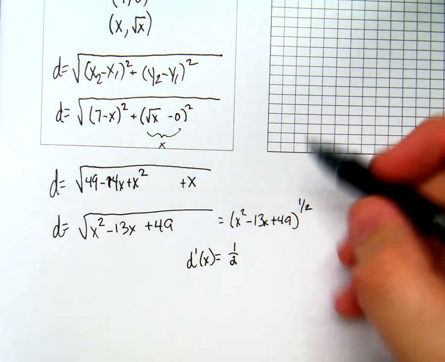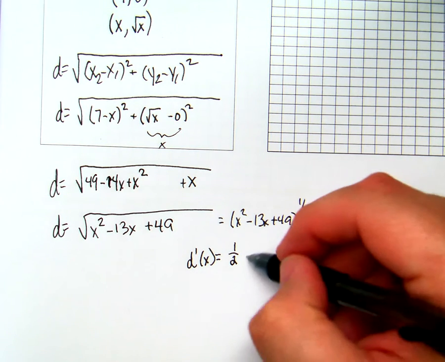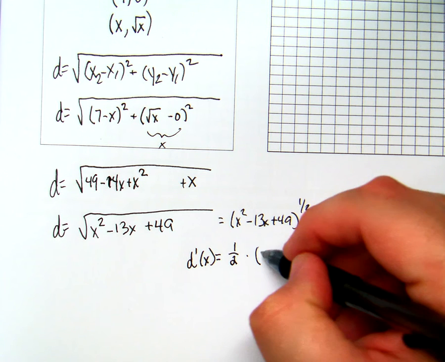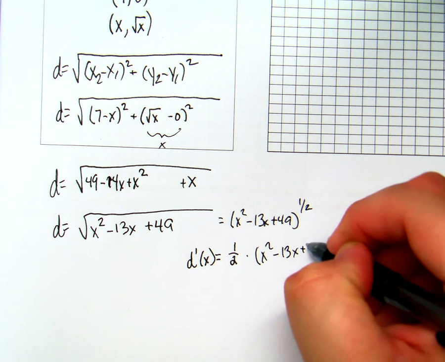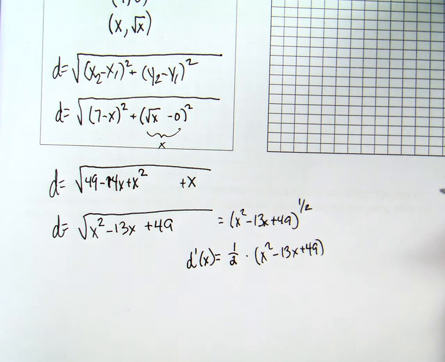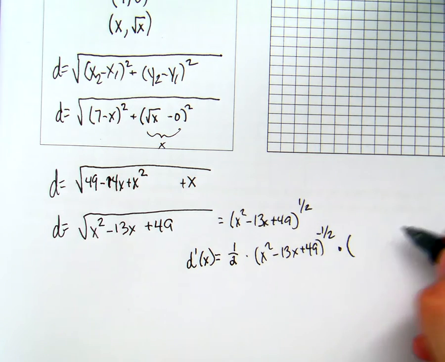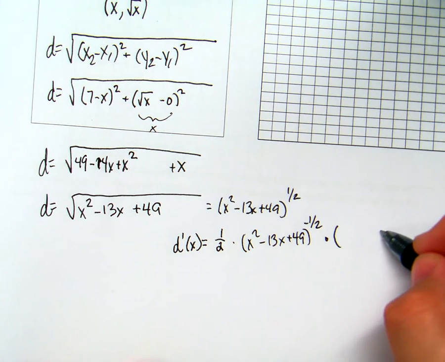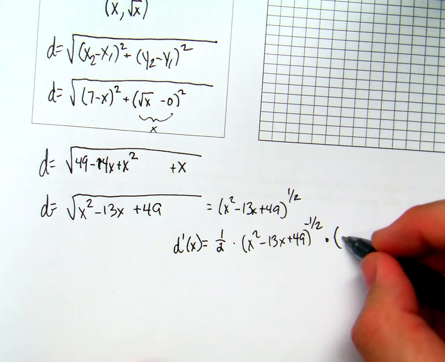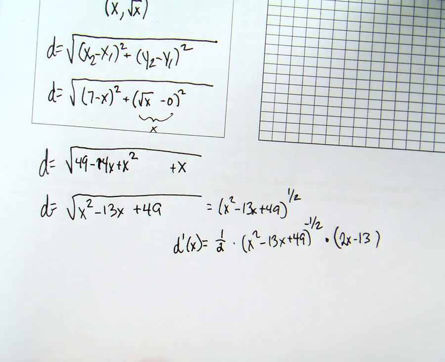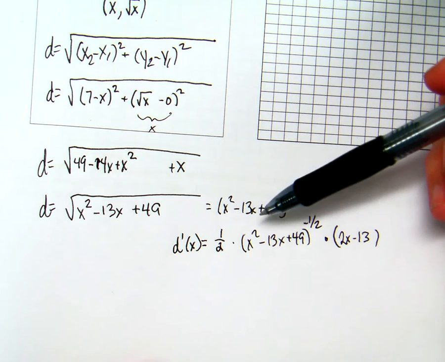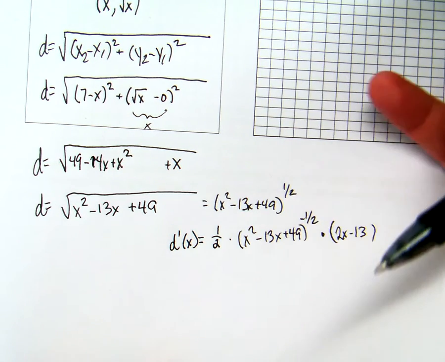All right, so now in this case, I get 1/2 times (x squared minus 13x plus 49). What's 1/2 minus 1? Negative 1/2. Now, times the chain rule, which is the derivative of all the stuff inside. Anybody disagree with that? 2x minus 13. Yeah, and it's not just x. It's x squared. It's a more complex function in there rather than just x.